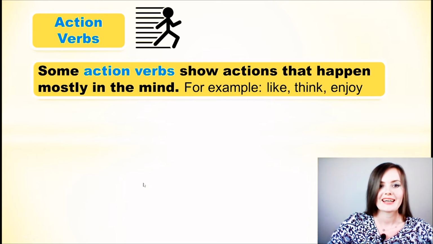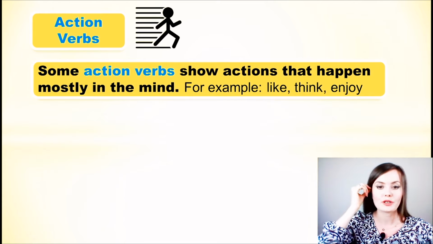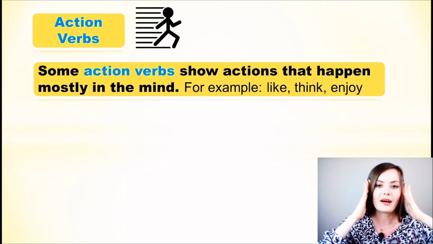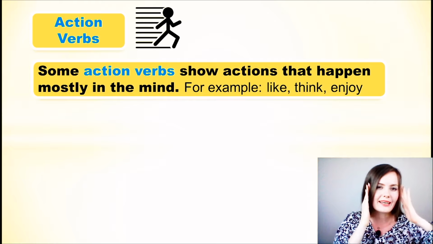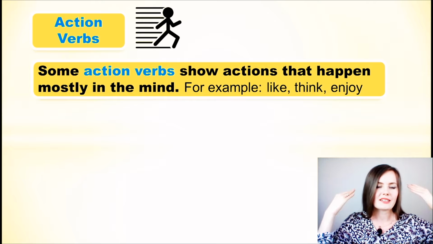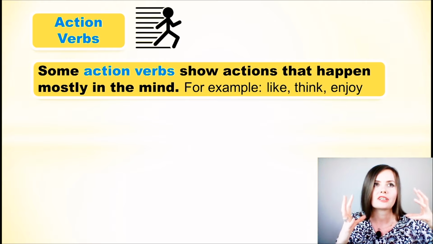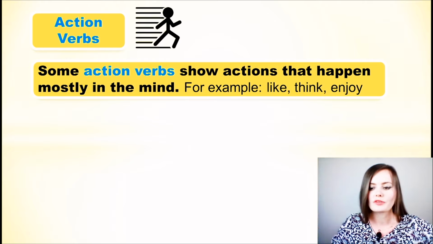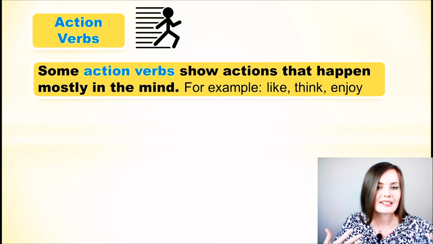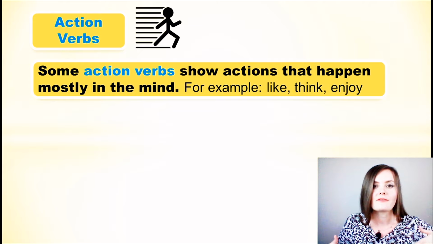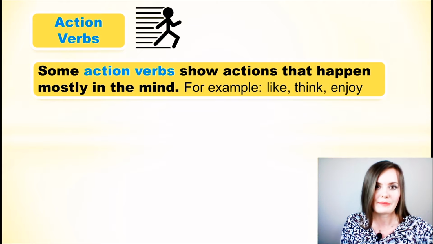Okay. So some action verbs show actions that happen mostly in the mind. For example, think, enjoy. So it happens in our mind. It's not like we move our hand or do something that we can see, right? It happens in our mind and it's not visible for other people.